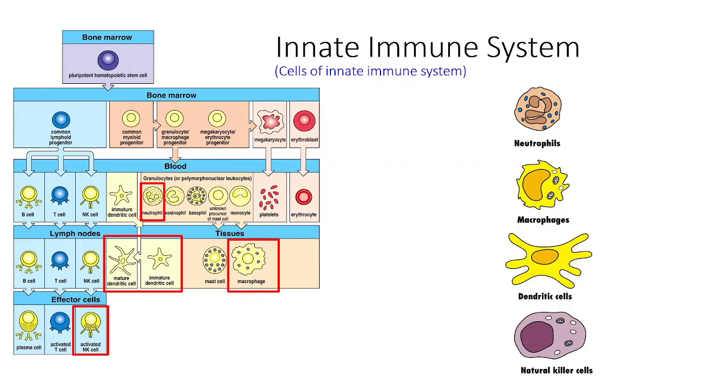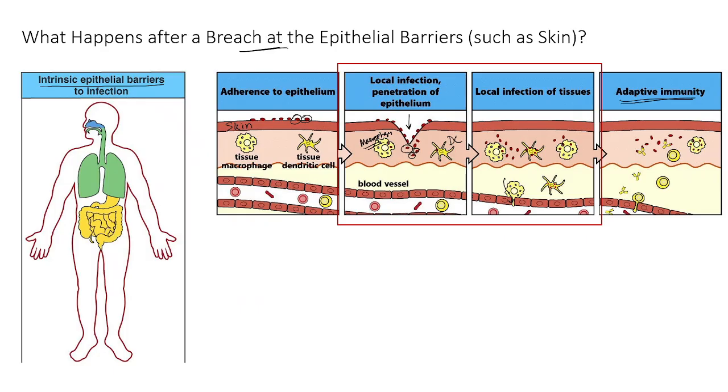So these are the innate immune system. I don't want to go into the depth of it. Now, this is important to understand. What happens after a breach at the epithelial barriers, such as the skin, takes place?